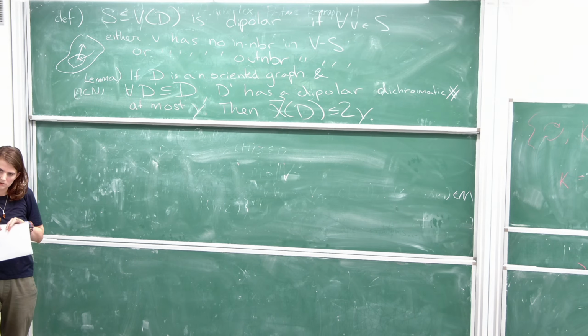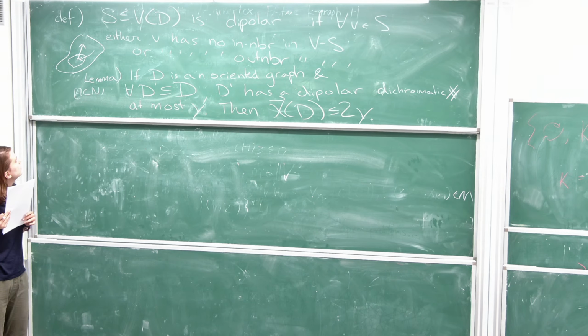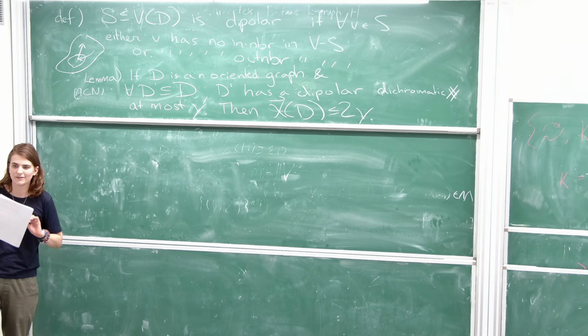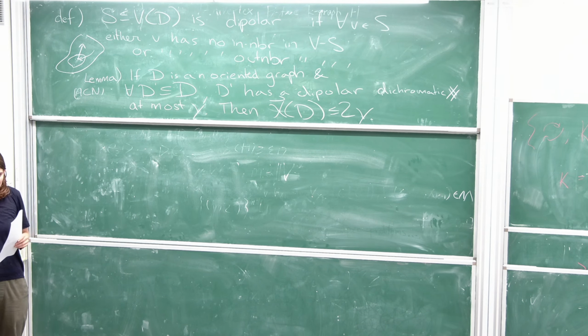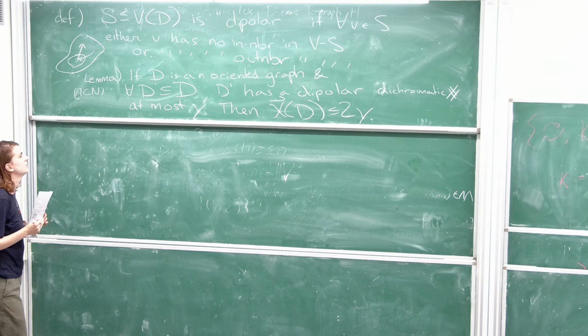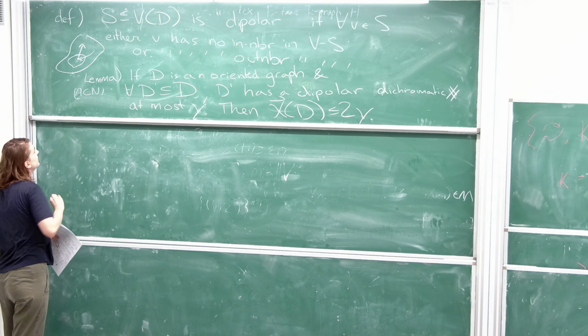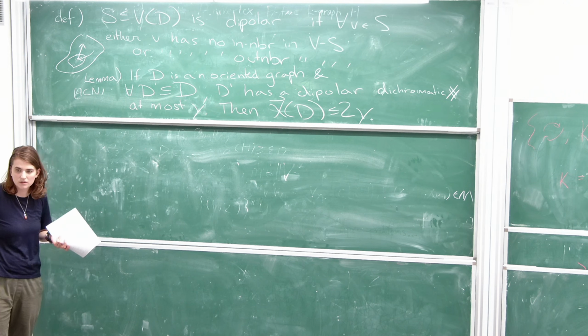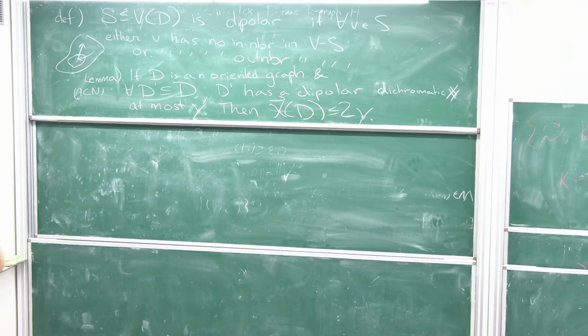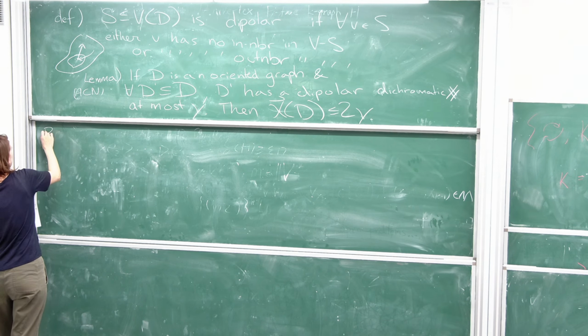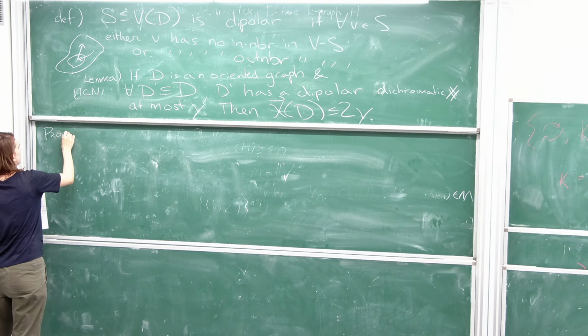If you have a set of a single vertex, then that's dipolar, right? Oh no, sorry, I'm trying to count examples. Yeah, so the statement says that it's enough to have one dipolar set in any D prime. Every D prime has to have one, just one. And it looks like it might be a hard statement, but the proof is actually quite easy.